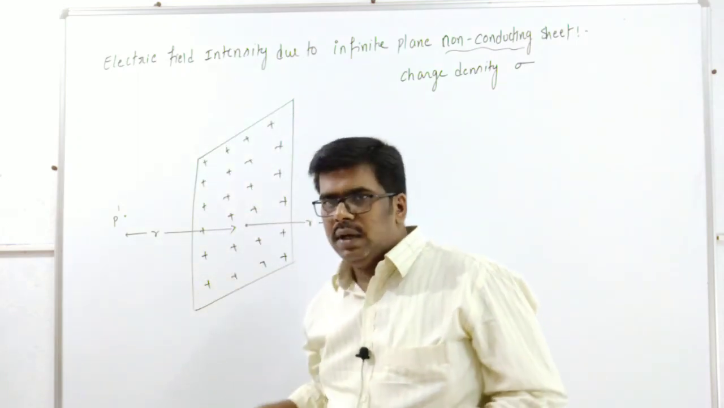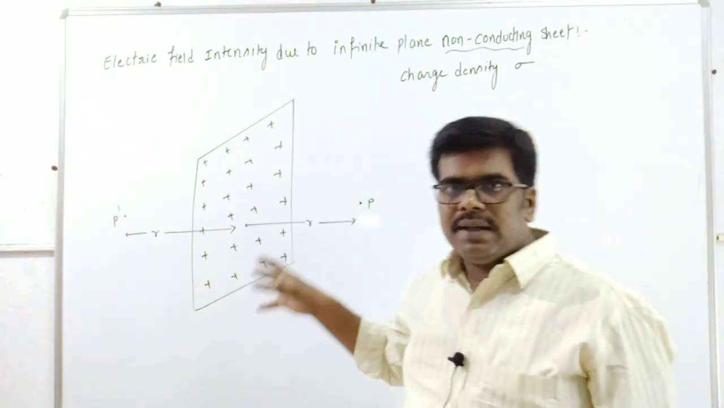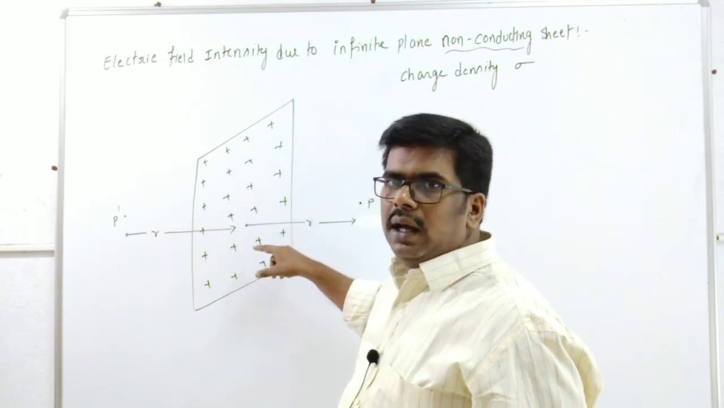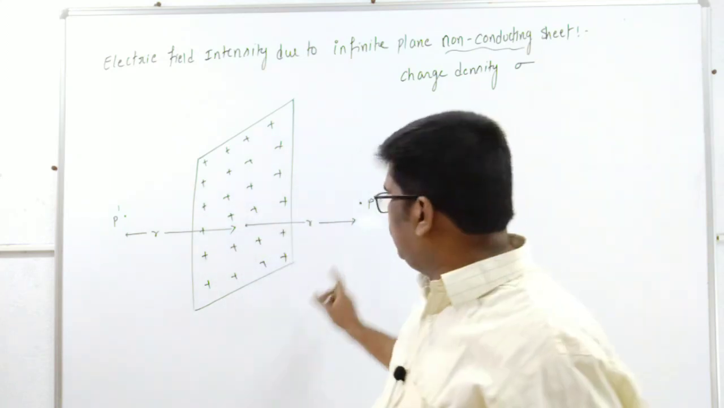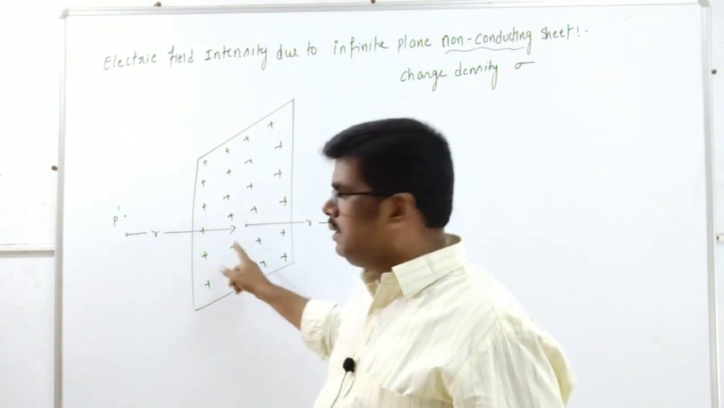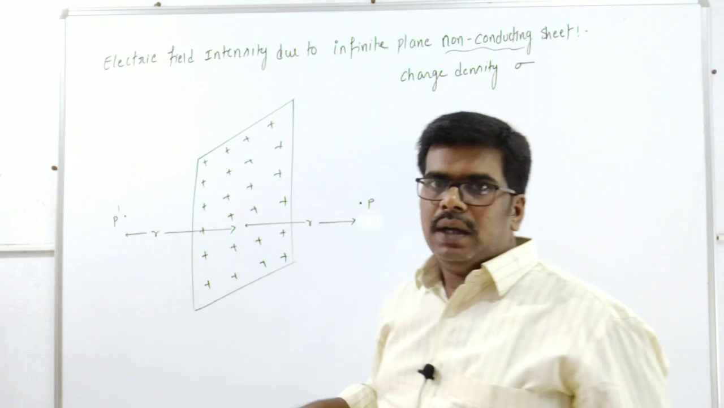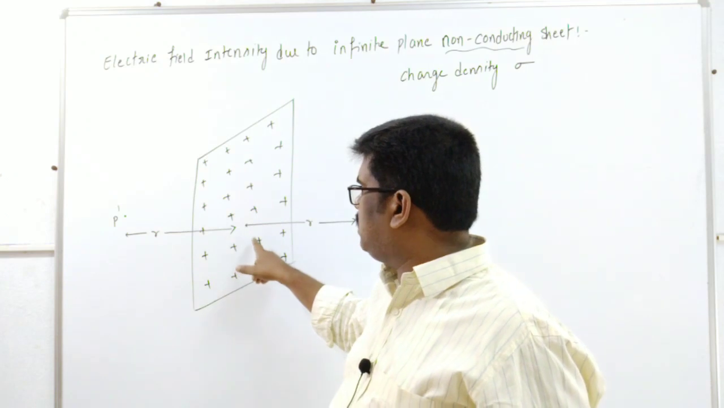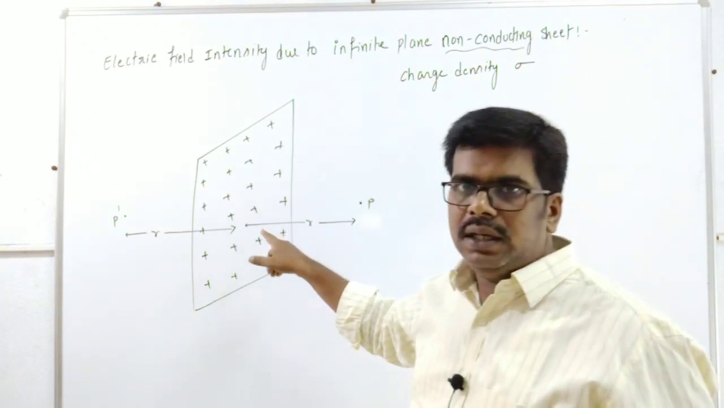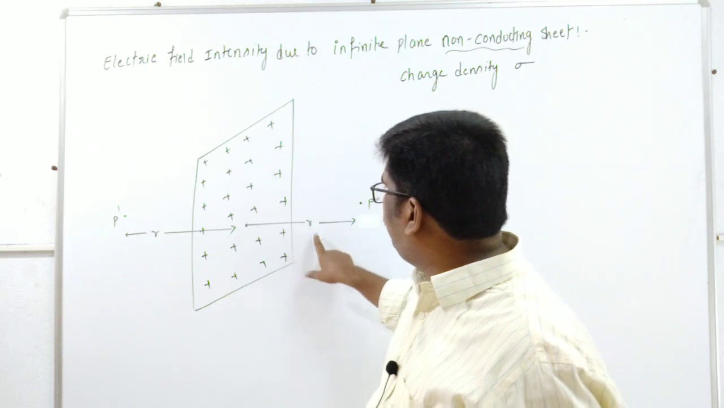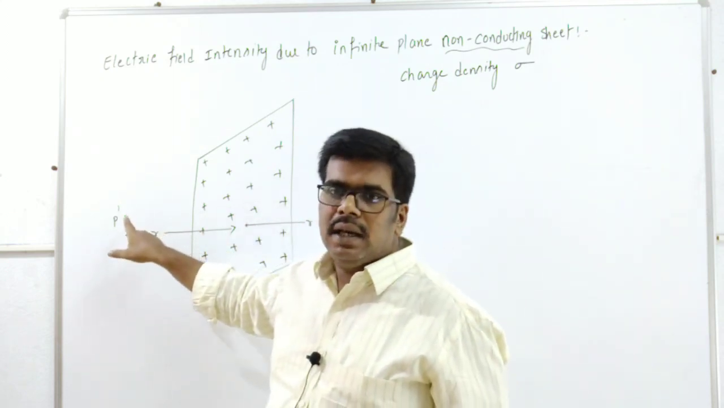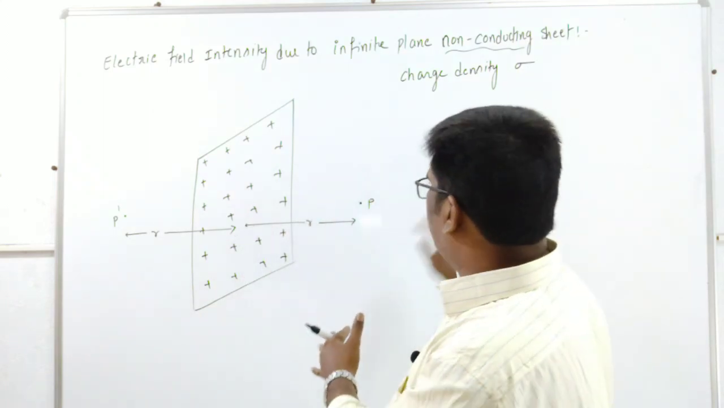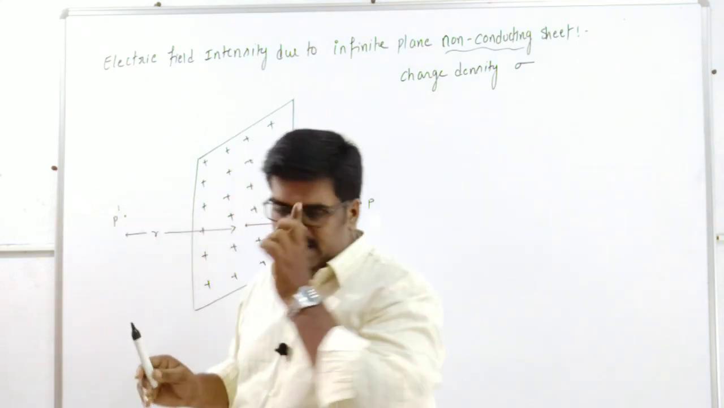So we need to construct one imaginary Gaussian surface. The imaginary Gaussian surface here is a cylinder having cross section area A and the length from P to P dash, that is r and r, that is 2r. At the same time P as well as P dash are two points at equal distance from this non-conducting charged sheet, so the electric field intensity at P as well as P dash remains the same, but they are in opposite directions. So at P it is towards the right hand side, at P dash it is towards the left side.